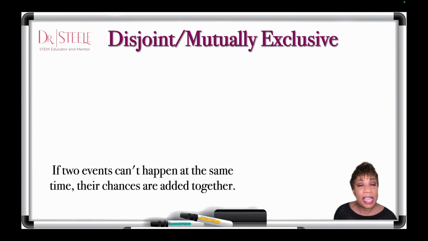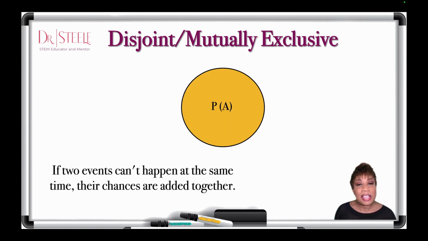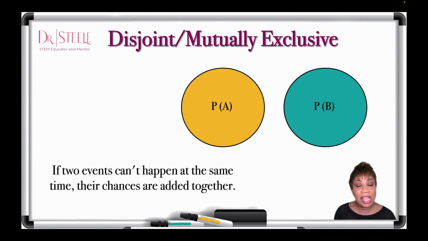Okay, so first, like I said, we're going to look at disjoint or mutually exclusive. I'll be using both words. Again, they mean the exact same thing. Let's say we have the probability of A, and it's in this pretty yellow circle. And then we have the probability of B. Now, there is no overlap. These two events cannot happen at the same time. And so if we're trying to find the probability of one or the other happening, we're just going to add those two together. So the probability of rolling a 3 or a 6 is an example.